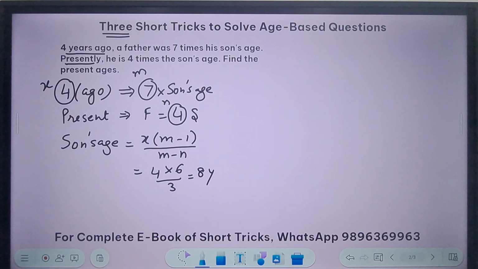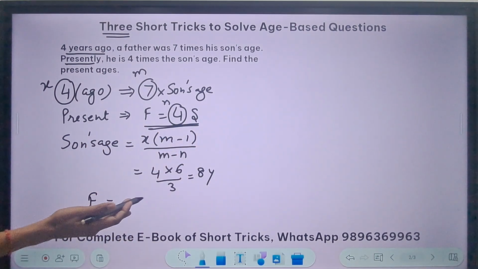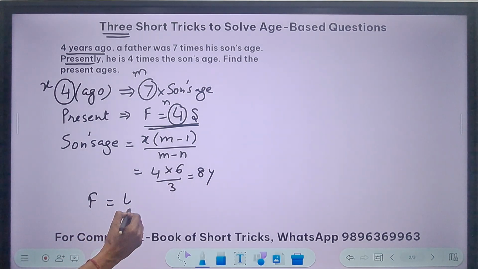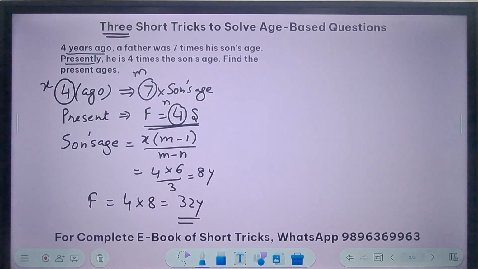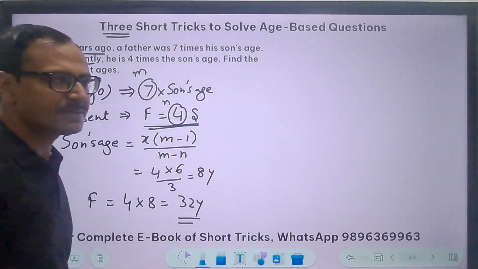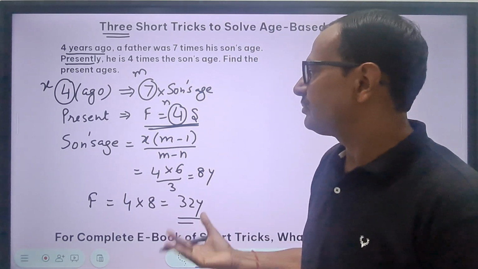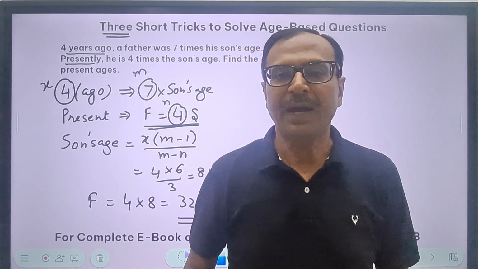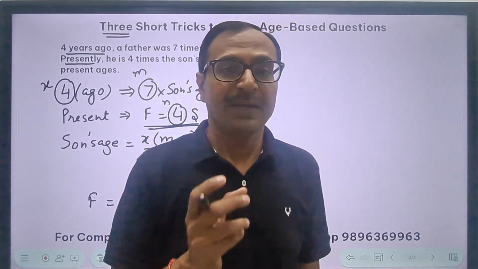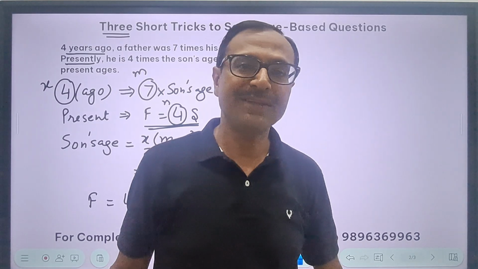And now we can find father's present age, because presently father is 4 times the son, so son is 8, so father is 4 times 8, that is 32 years, and that gives us the answer. So how much time are you going to take to solve this? I think if you practice 10 questions like this, the question can be solved in 7 to 8 seconds without using pen and paper. And students who have prepared well for these type of questions, they do it in 10 seconds, and that too without use of pen and paper. Otherwise, you need to frame 2 equations in 2 variables and then solve it. So that will take 3 to 4 minutes time.